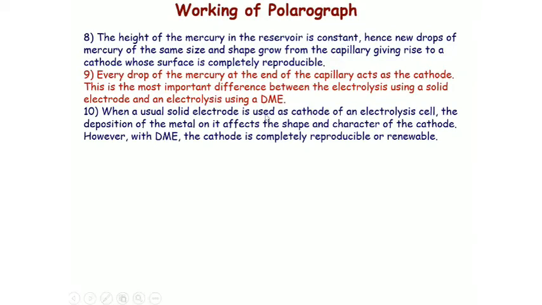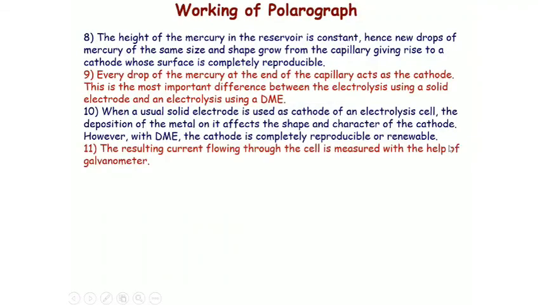So there is no possibility of passivity. When a usual solid electrode is used as the cathode of an electrolysis cell, the deposition of the metal on it affects the shape and character of the electrode. But in the DME, the cathode is reproducible or renewable.